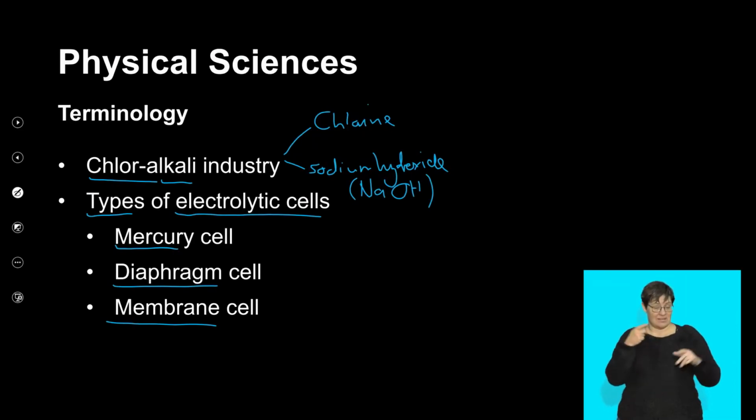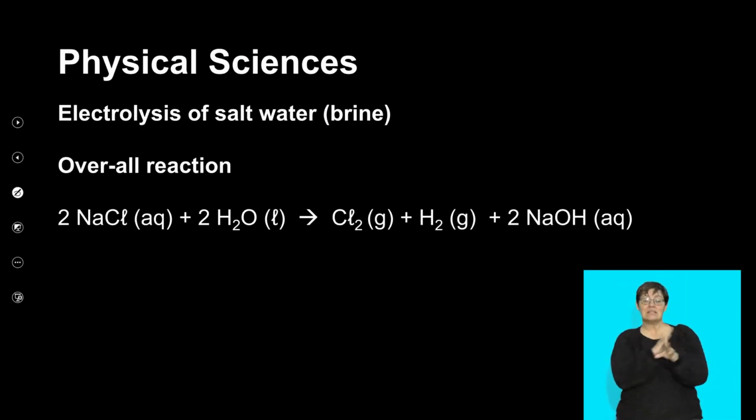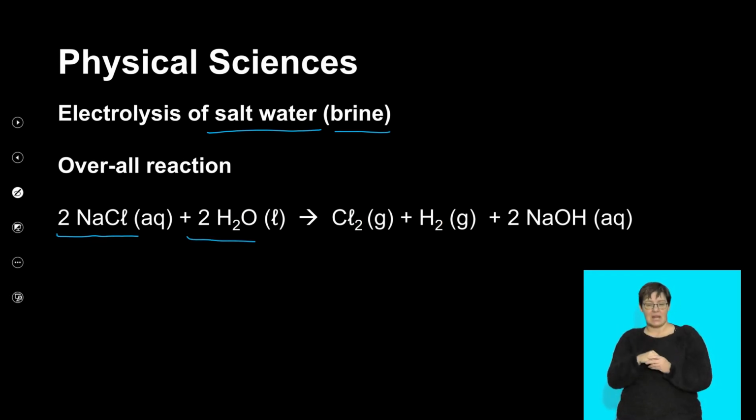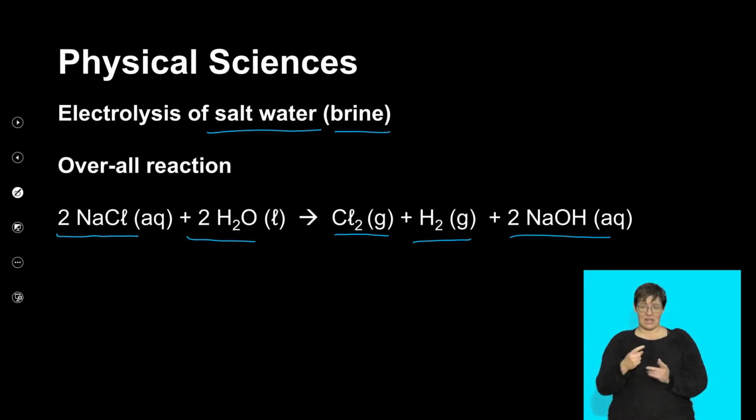So in all these cells, our starting point is to start with salt water. It's also called brine, and we try and get it as pure as we can. The overall reaction is that we're going to dissolve the salt in liquid water, and with the combination of salt and water, it produces for us chlorine gas, hydrogen gas, and sodium hydroxide.